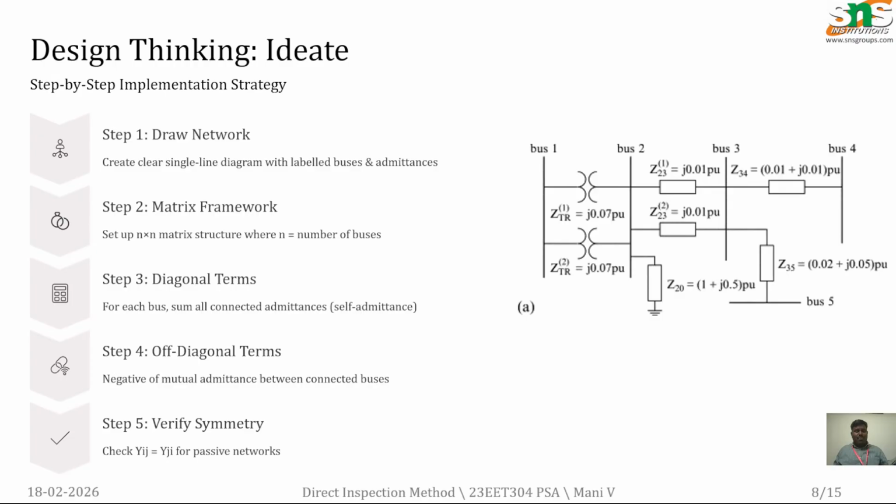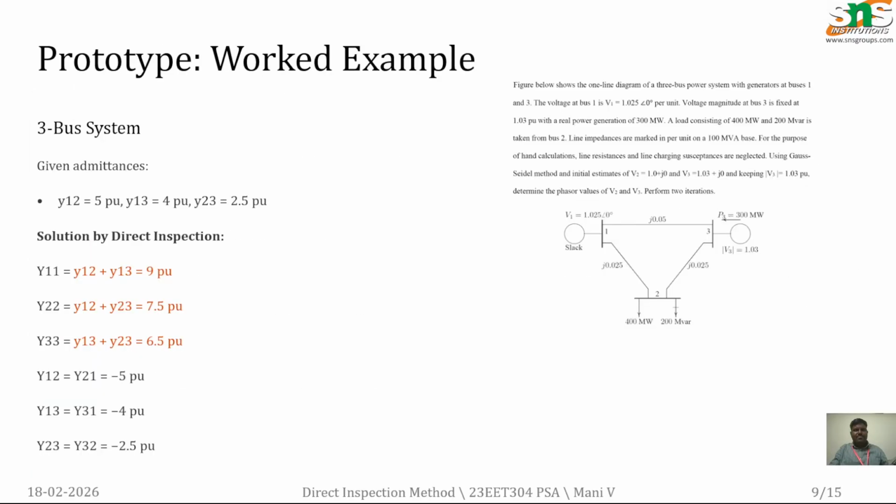And step number 4, we have to determine the off diagonal element which is connected between any two buses, and we have to make a sign change. That is nothing but the negative of the mutual admittance between the connected buses. At the final stage, we have to verify whether y12 is equal to y21 for passive networks. So these are the design procedure to construct the direct inspection method matrix.